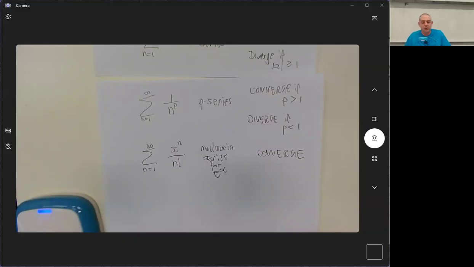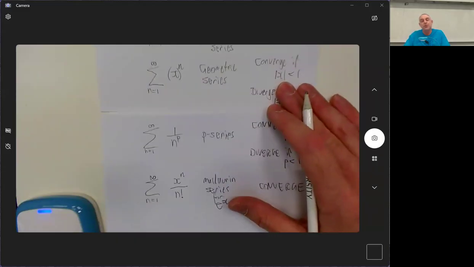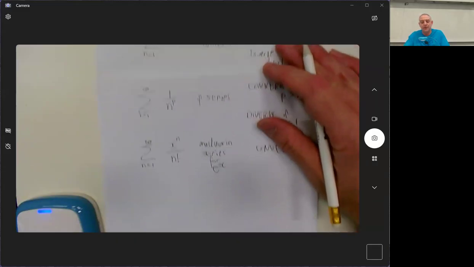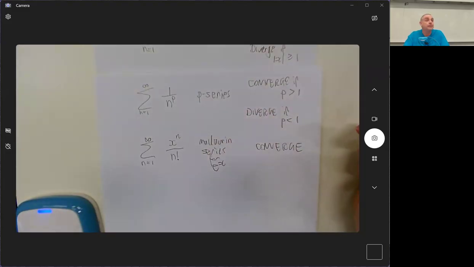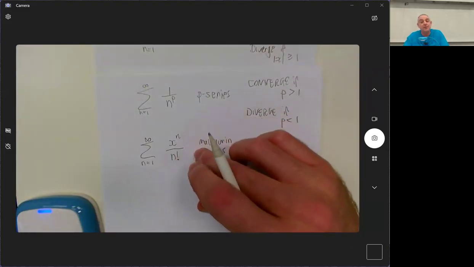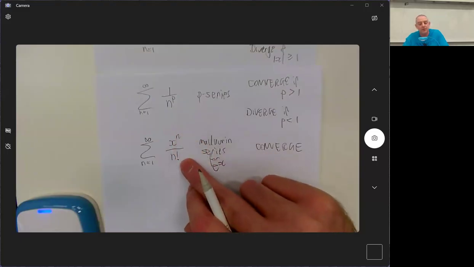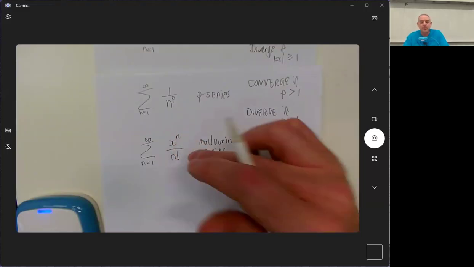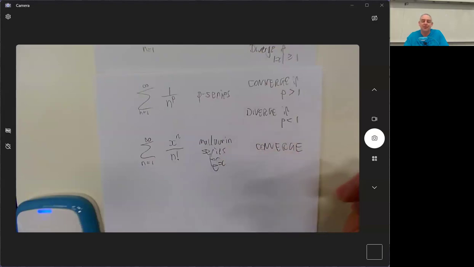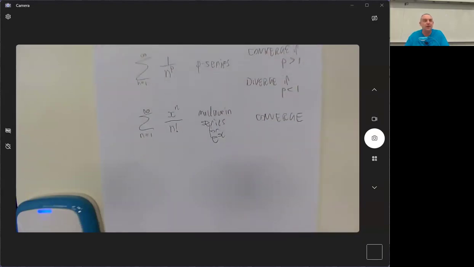So that n factorial converts it from a geometric series which only sometimes converges to this thing which converges all the time. So if you see something that's a mixture of powers and factorials, just check to see if it's exactly this one, and then it's the Maclaurin series for e to the x.